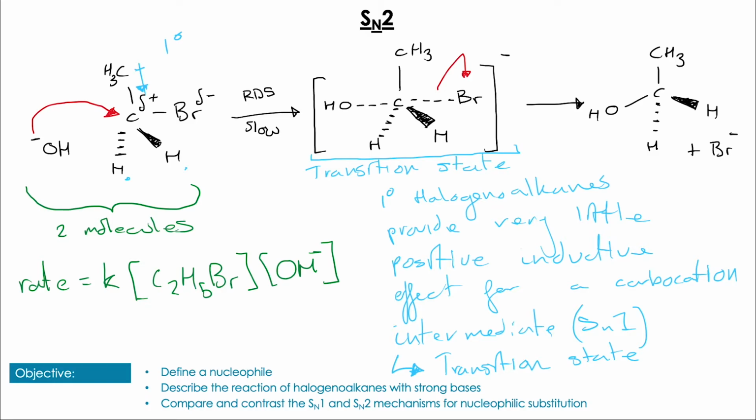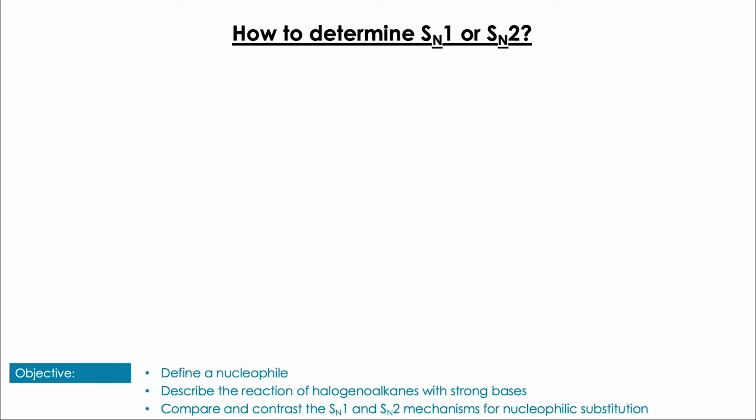Now, for HL students, it's important to remember that the angle of attack of this nucleophile is 180 degrees from the halogen, and we call this backside attack. I know I didn't name it, but that's a legitimate name. Okay, this can seem like a lot. How do you know which one of these is going to happen?